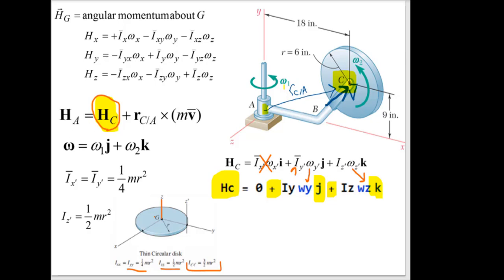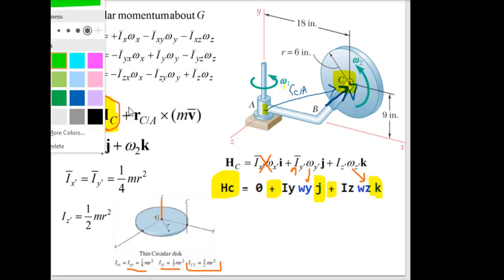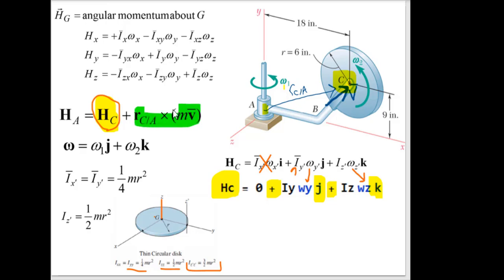Now let's go on to this next chunk, which we're going to have to use this R cross MV cross product in order to switch it down so we have the angular momentum around this point A instead. Okay, so we're going to be doing R cross MV. So here's from the new axis of rotation to the centroid. There's our position vector. So we're going over 18 and up 9.